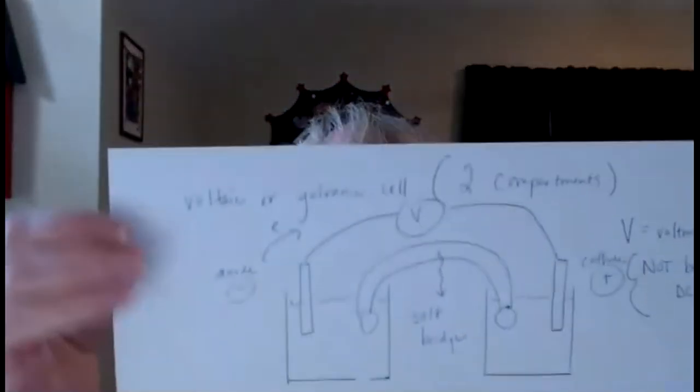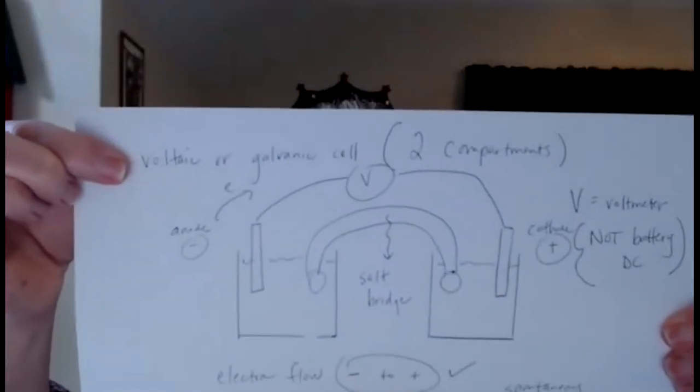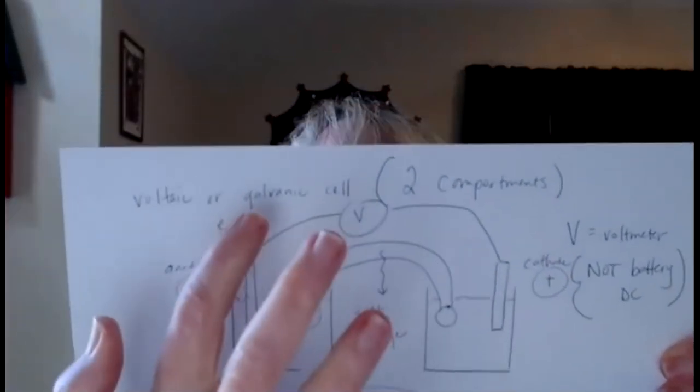Voltaic or galvanic cells are two compartment, so they're going to look different. But on your final exam, you don't really have to draw the diagram picture that I'm getting ready to show. We show the student how to write that diagram in one line. Example.